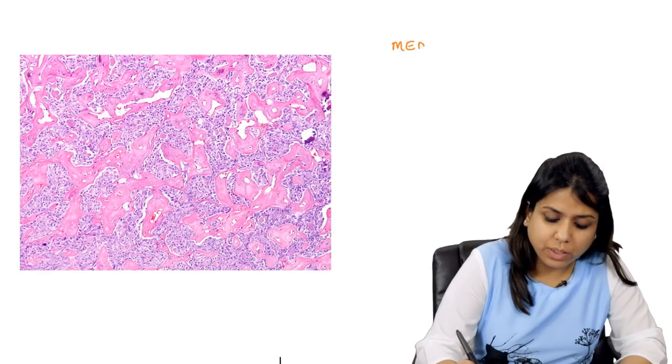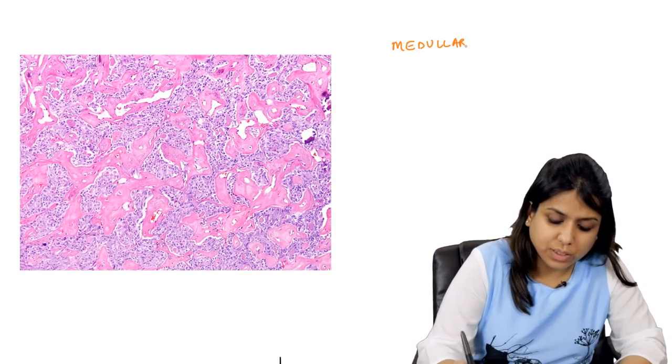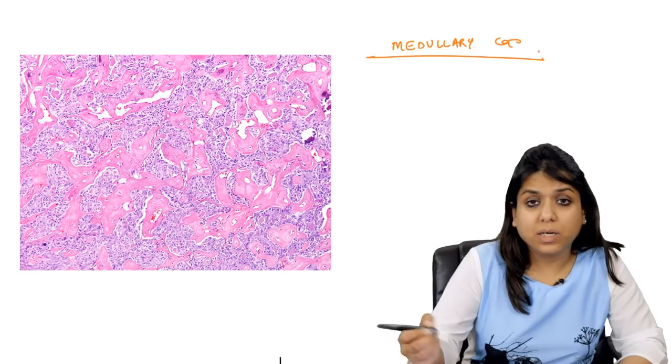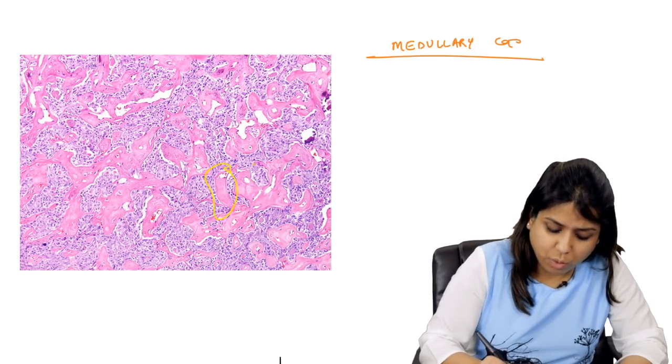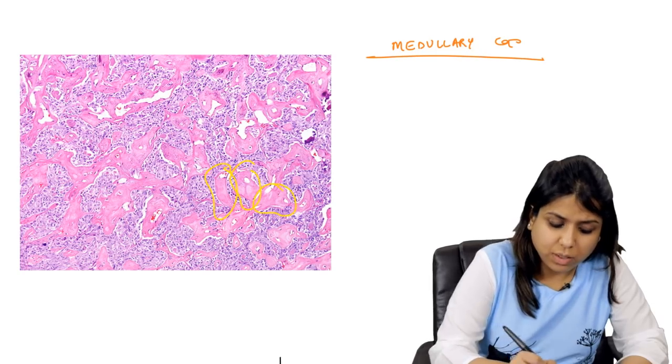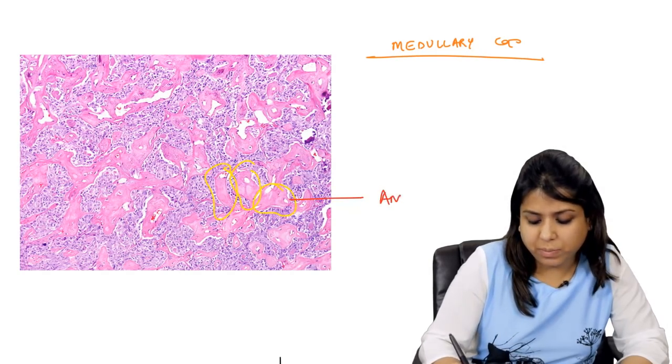This is medullary carcinoma of thyroid, students. If this is a thyroid, the history will be given. Can you appreciate this pinkish material, a lot of pinkish material which is there? This pinkish material is basically amyloid.